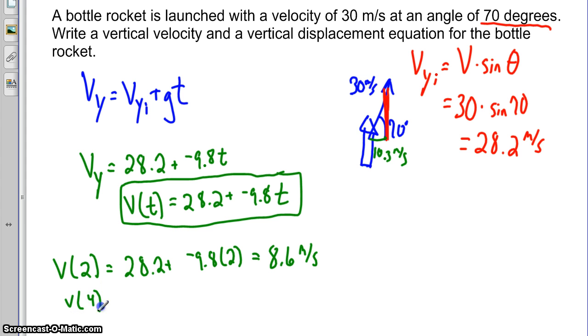At 4 seconds, it's going to be 28.2 minus 9.8 times 4. So at 4 seconds, I end up getting negative 11 meters per second. So see, it's going down at 4 seconds. We could even try to figure out that somewhere between 2 and 4 seconds, maybe at about 3 seconds, it's going to get really close to the peak where it'll be at 0 meters per second. But again, this is powerful because I can plug in a time and I automatically get the velocity back out.